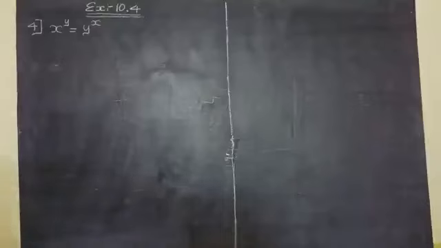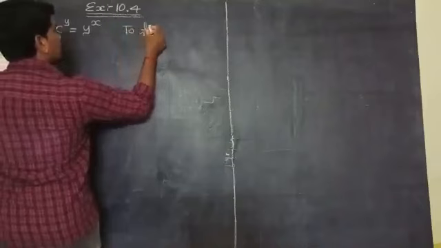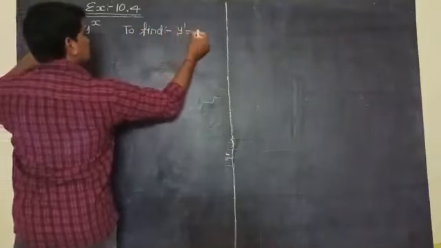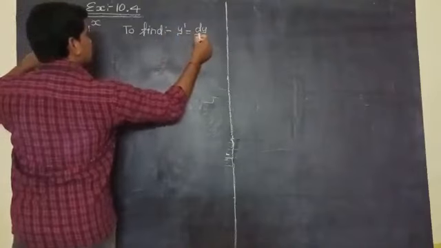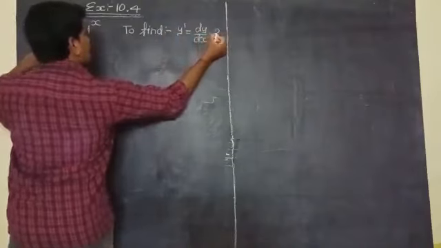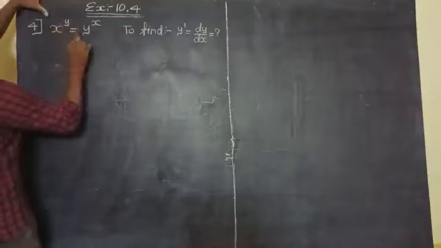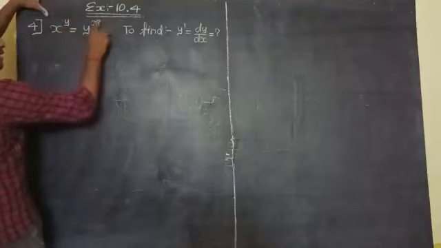Exercise 10.4, question number 4: x power y equal to y power x. Find the derivative. To find the derivative of the function, that is y dash, which is equal to dy divided by dx. Here in the left hand side we have x power y, in the right hand side we have y power x.